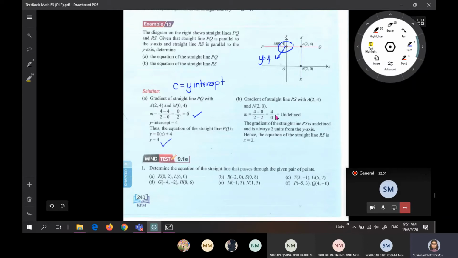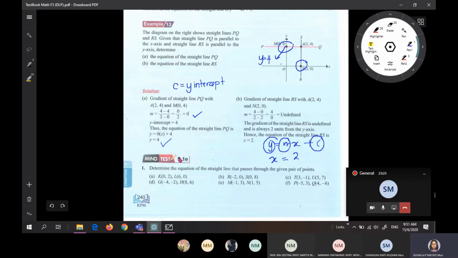Because the gradient of a vertical line is undefined, in y equals mx plus c, the value of c is no longer there. There's no y-intercept because the line doesn't cross the y-axis. So your answer will be based on the value of x. If you look at this line, it crosses the x-axis at 2, so the equation is x equals 2.